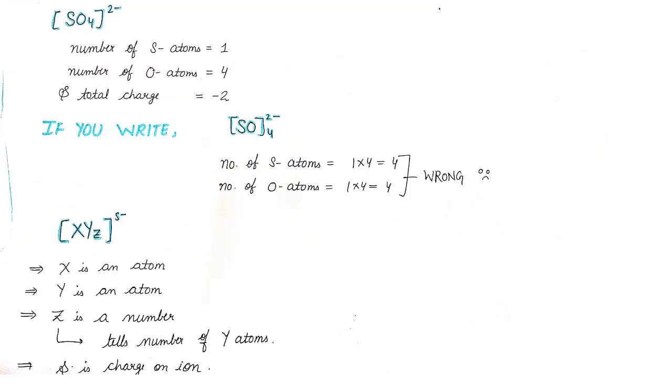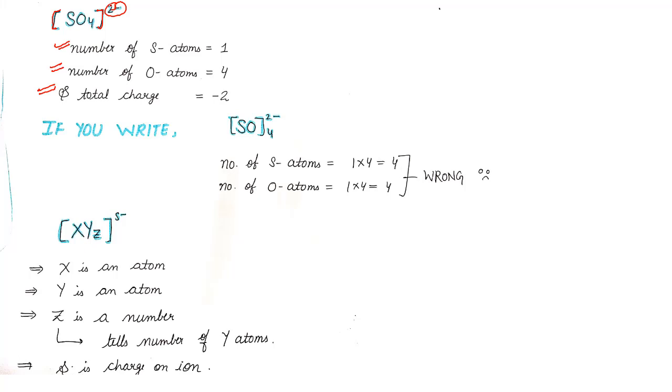See, we were talking about the importance of bracket, right? If I'm writing bracket SO4 2 minus, inside we have written SO4. That means how many sulfur atoms? 1. How many oxygen atoms? 4. And what is the total charge? 2 minus. Am I right?